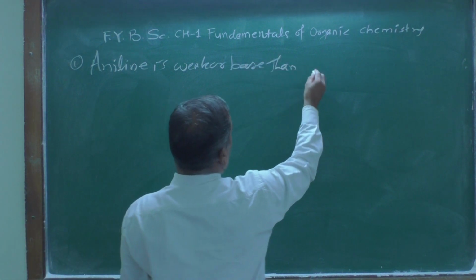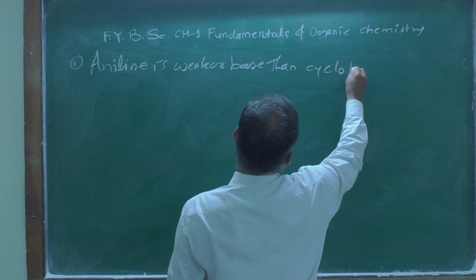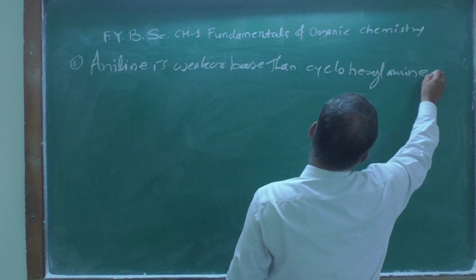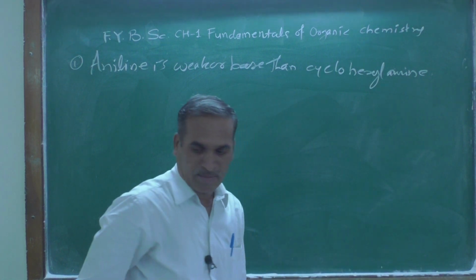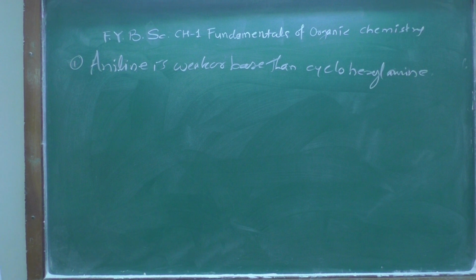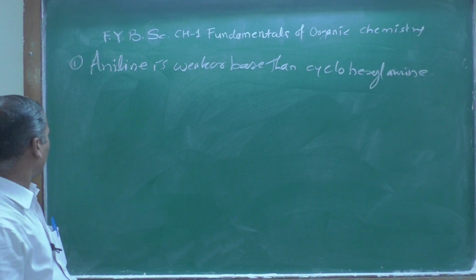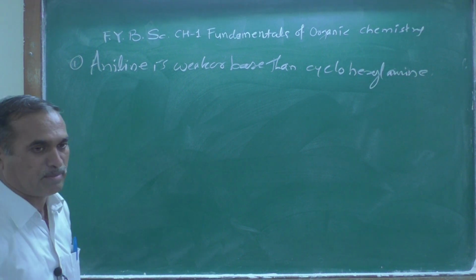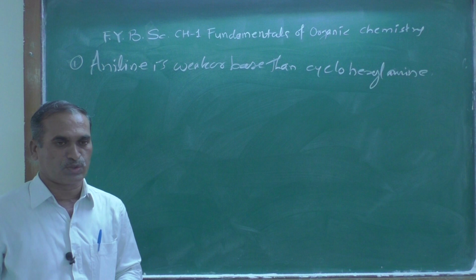than cyclohexylamine. Aniline is a weaker base than cyclohexylamine. Explain. So how will you explain this? Aniline is a weaker base than cyclohexylamine. What is our first thing to do?